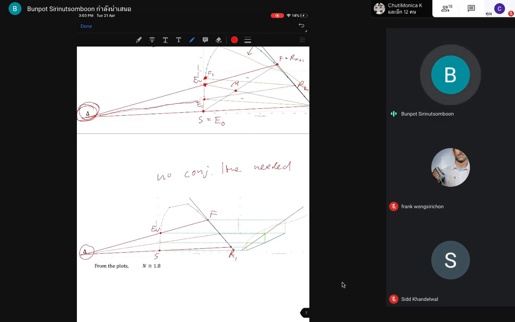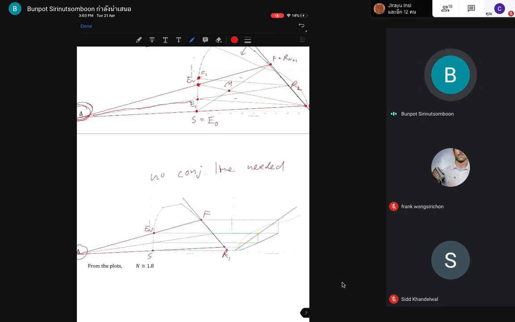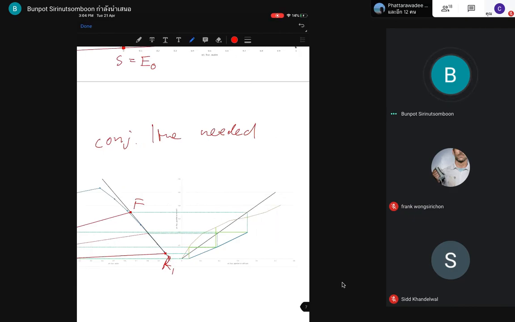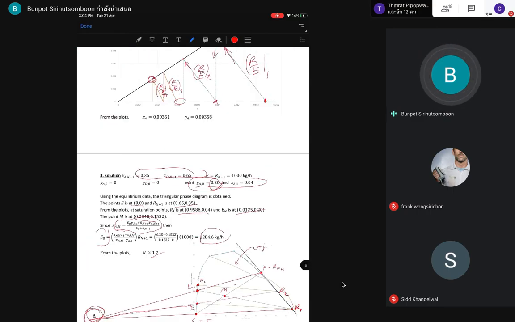Okay, so from this information, I transfer the information from the triangular plot to the right side. From this information, I can make this operating line. Okay, this is my operating line here, and this is my equilibrium. And this orange equilibrium comes from the data of this table.